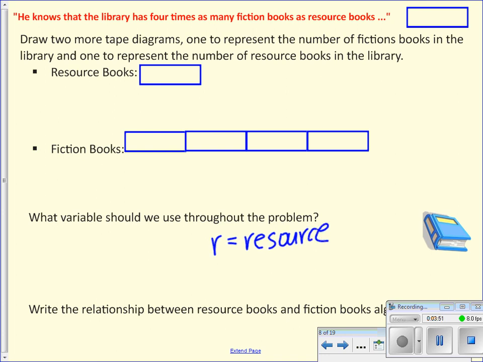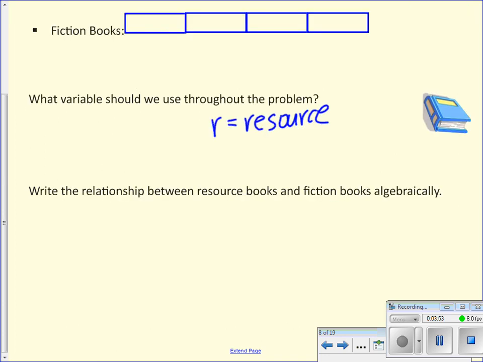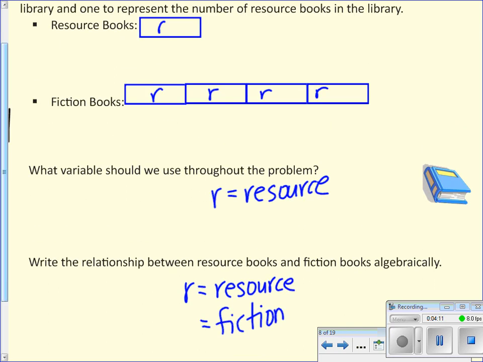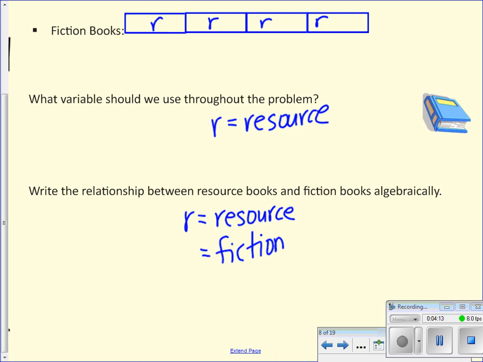So what's the relationship between resource and fiction algebraically? So if R equals resource, how could I write the number of fiction books? If each one of these is an R, how could I write my fiction? Yep, exactly. So 4 times resource equals fiction, 4R.